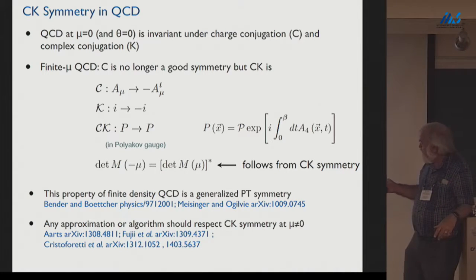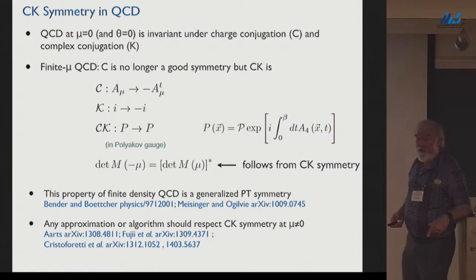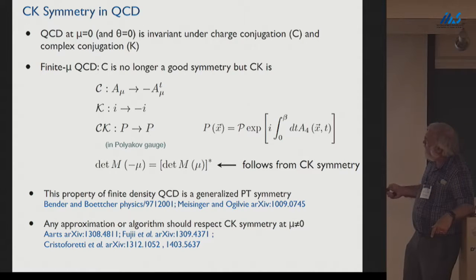So let me just tell you about the general formalism for this generalized PT symmetry in QCD. Okay? So QCD at zero chemical potential is invariant under charge conjugation, and it's invariant under complex conjugation. Okay? But once you introduce a non-zero chemical potential, charge conjugation is no longer a good symmetry because, of course, I've filled space with some finite density of color-charged particles. So charge conjugation symmetry is explicitly broken. So charge conjugation is no longer a good symmetry, but CK actually is.